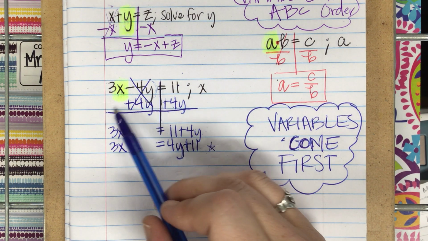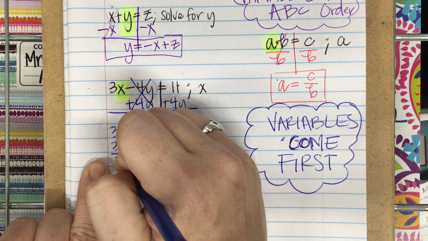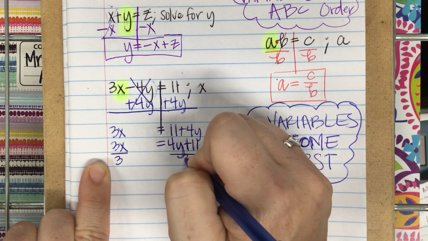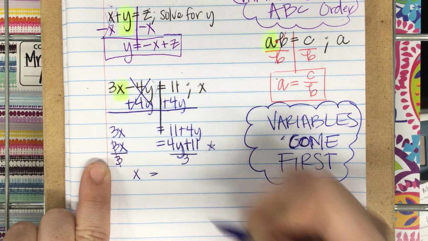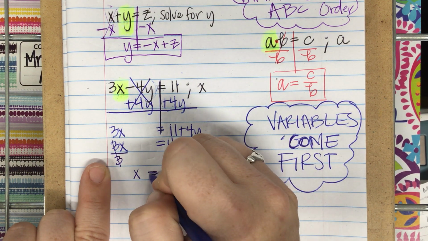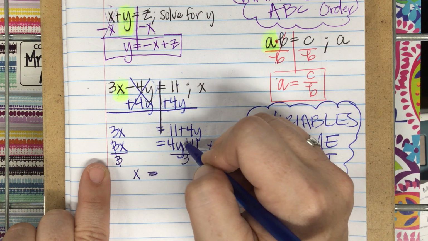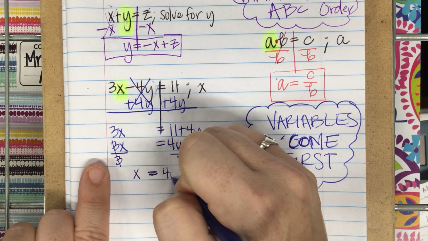Am I done? Is x by itself? No, I have one more step. I'm going to divide by 3. I'm going to divide by 3. So x equals, x is now successfully by itself. And do you know what 4y plus 11 divided by 3 is? No. Sure don't.